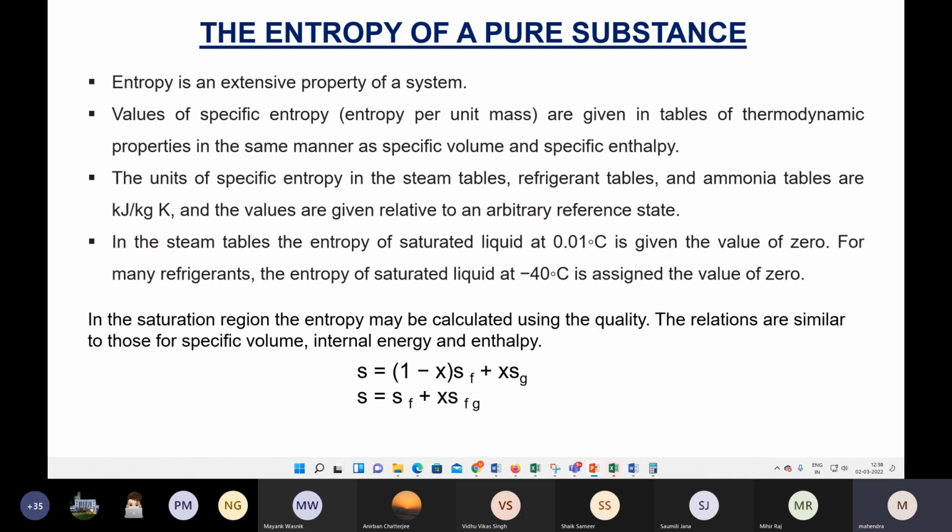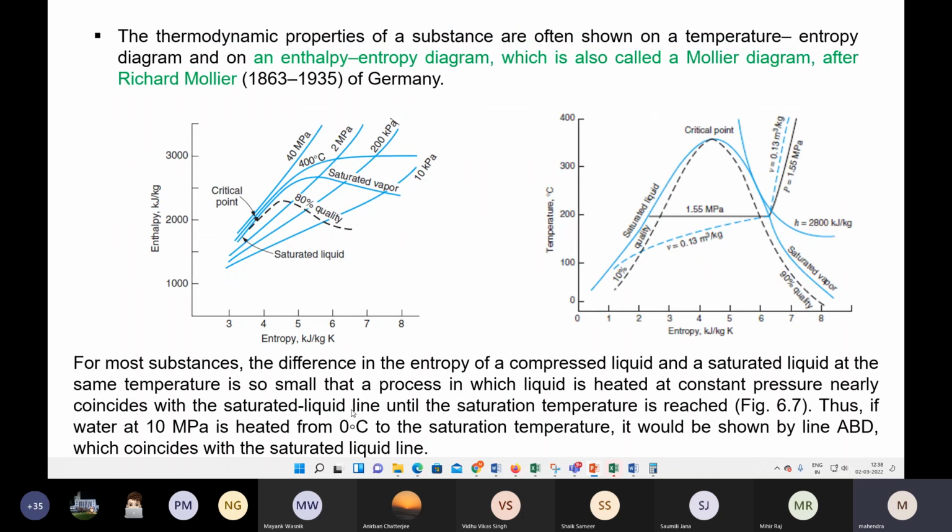In our problems also, by seeing your tables as well as by following EES, we have obtained values for different dryness fractions. Enthalpy, internal energy and specific volume we have calculated at different dryness fractions. The same formulas we will be using for calculation of entropy also: s = sf + x sfg. That is about that.